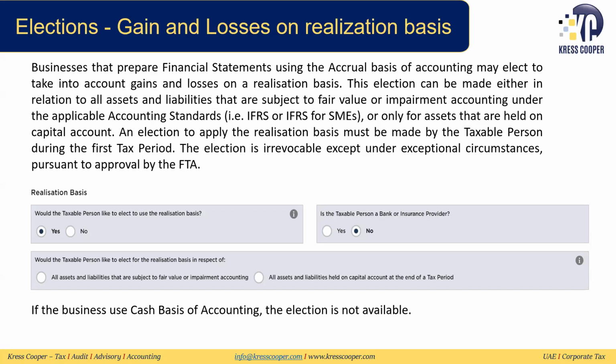This election you need to make in the first tax period, and like we said, it will be irrevocable. So this is something the companies have to think about: what is more beneficial for them. Look at their cash flows, and see whether the unrealized basis or the realized basis would be more suitable for them.